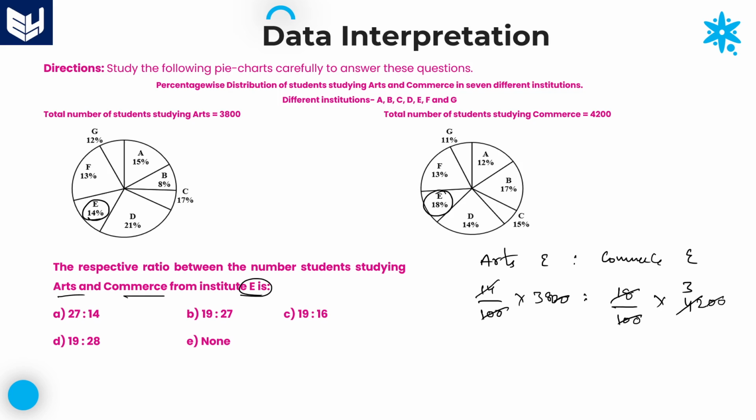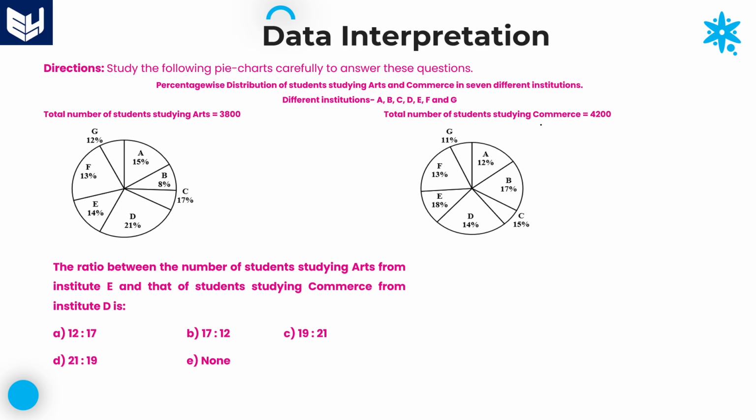And next you can cancel with the 2 table, 2 nines are 18, 2 nineteens are 38. So the required ratio will be 19:2, 9 threes are 27. 19:27. That is option B. 19:27 is the required answer for this question. Option B.